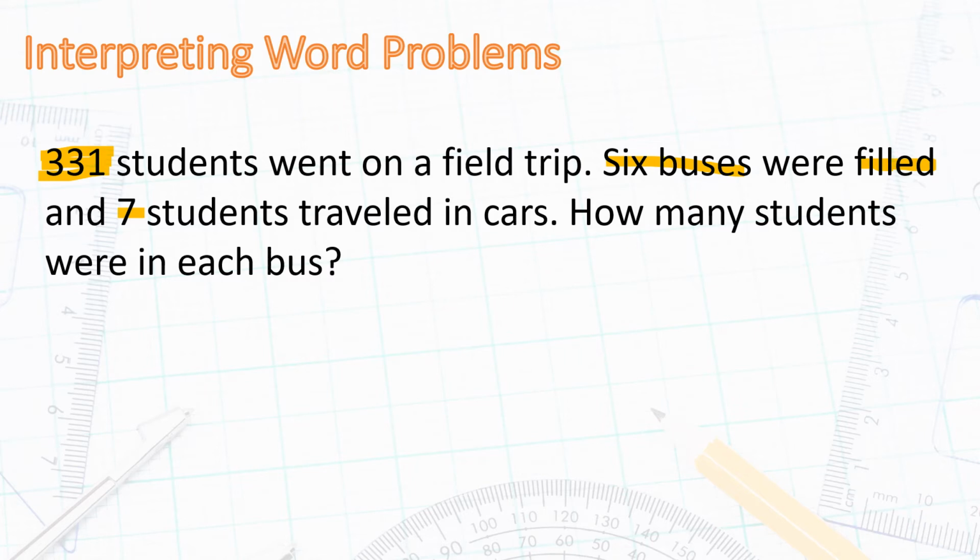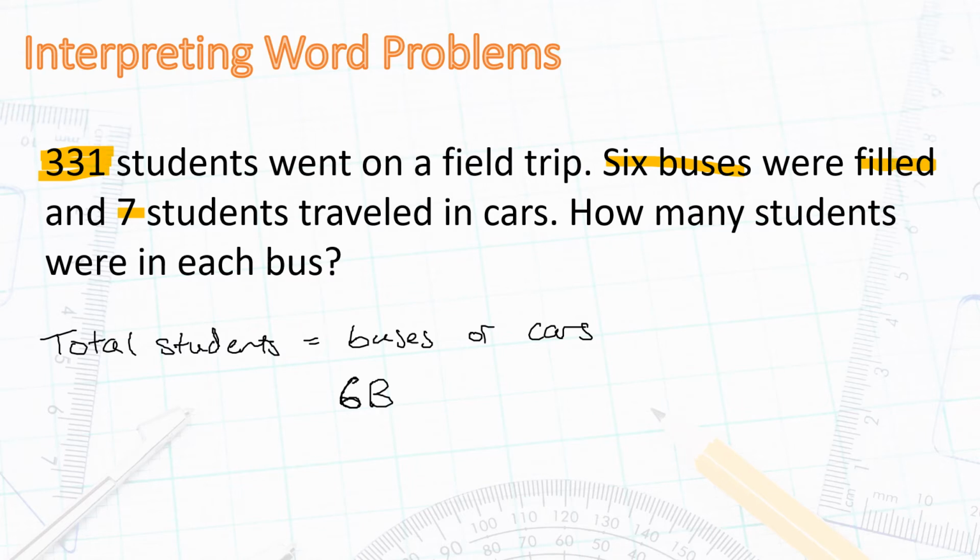So if we think about how this would play out, the total students had to travel in buses or cars. We had 6 buses, so 6B, plus 7 students traveled in cars. We know that there were 7 students who went by car. We know the number of students, that's why I'm not putting a C in here. B is there because we don't know how many students were in the bus.